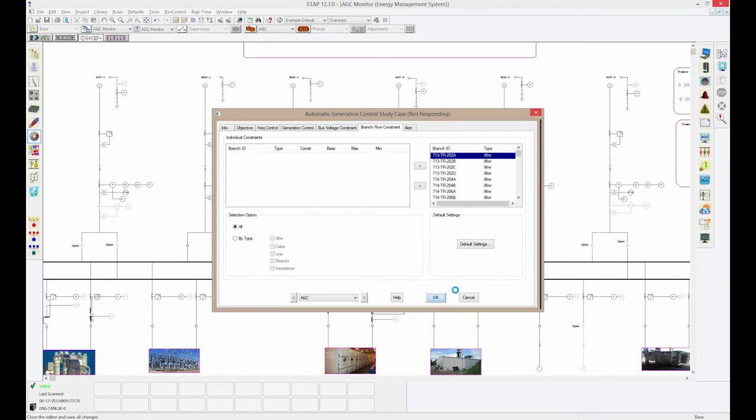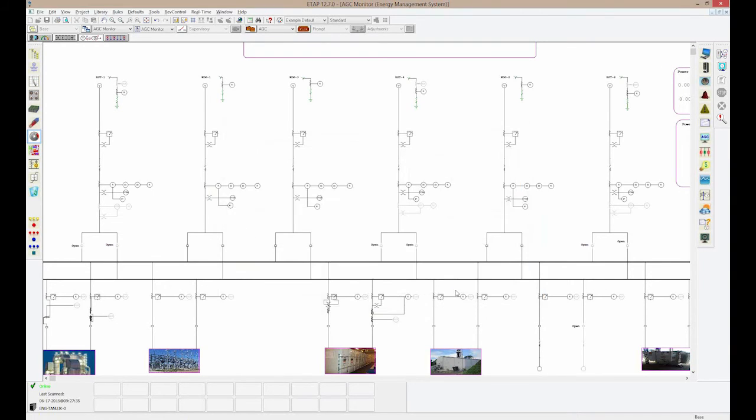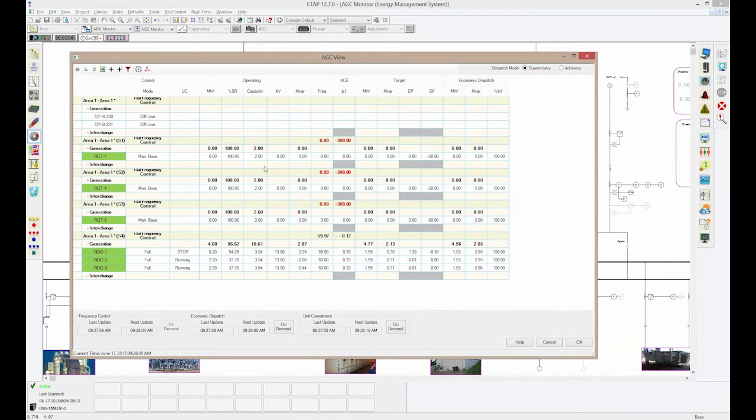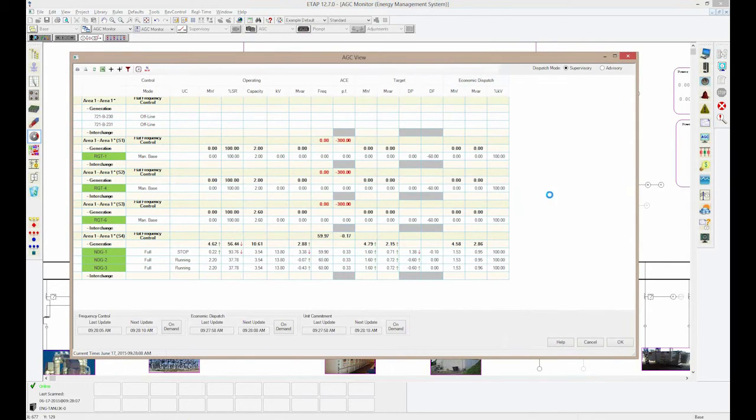Now, once the case actually has been set up, then the next step for us is to essentially run the calculation, and then we can quickly launch our generation optimization viewer. And that's essentially the primary interface that the operator would be looking at in order to understand what's going on with my electrical system.